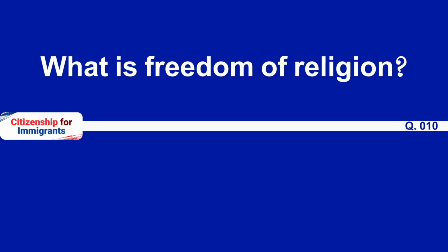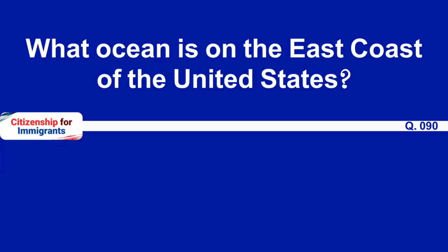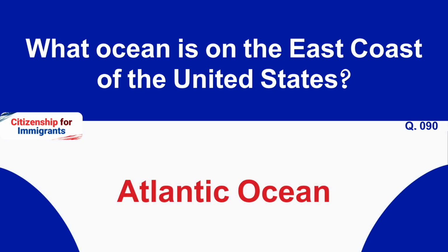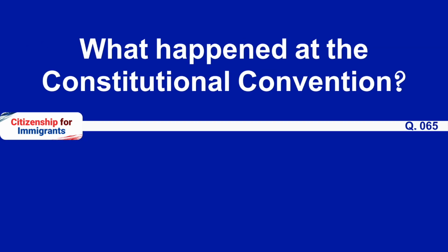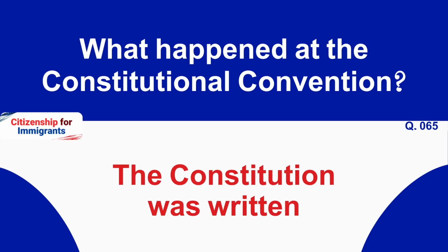What is freedom of religion? You can practice any religion or not practice a religion. What ocean is on the east coast of the United States? Atlantic Ocean. What happened at the Constitutional Convention? The Constitution was written.